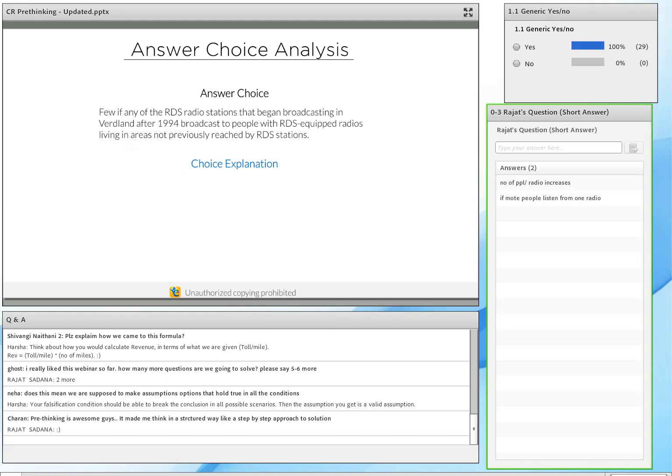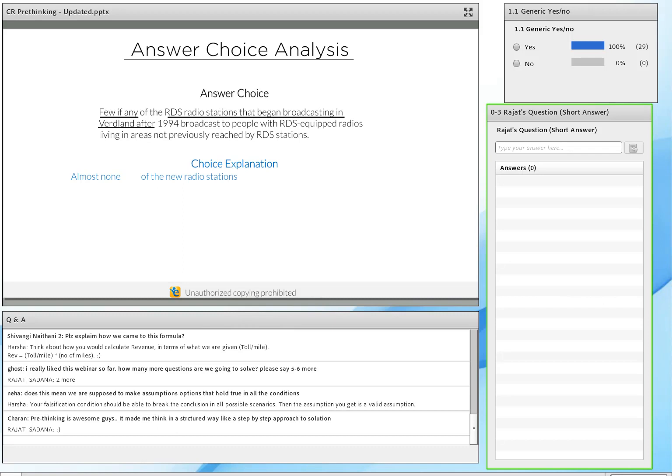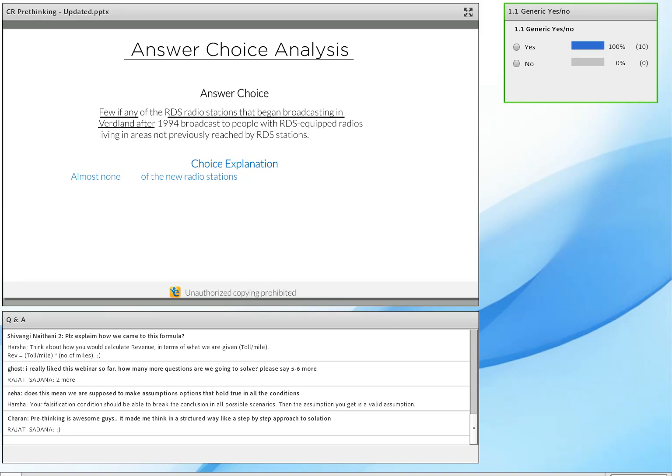Okay, very complex choice. Let's simplify this. Few if any means almost none. Of the RDS radio stations that began broadcasting after 94, these are my new stations. Are you guys with me so far? All right. Broadcast to people with RDS equipped radios living in areas not previously reached. So if these new stations broadcast to people who are living in areas where the older stations did not reach, what are these new radio stations doing? They are increasing the coverage of RDS programming. So what this choice is saying is almost none of the new radio stations increase the coverage of RDS programming. Okay. Which is the assumption that we came up with.